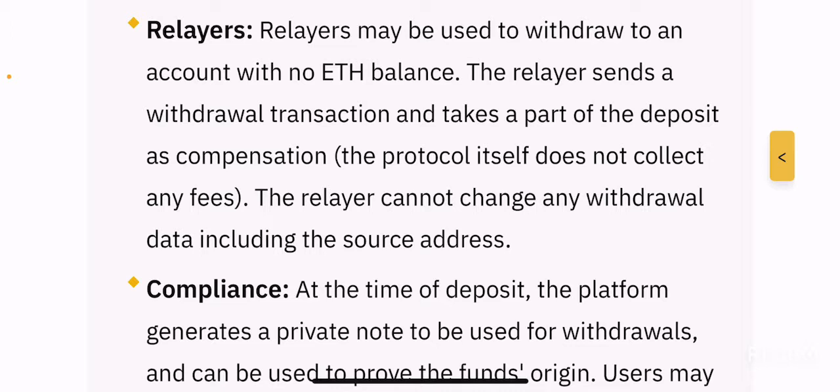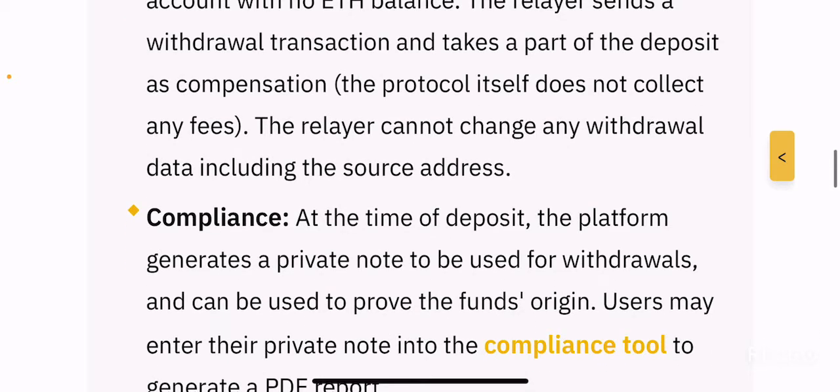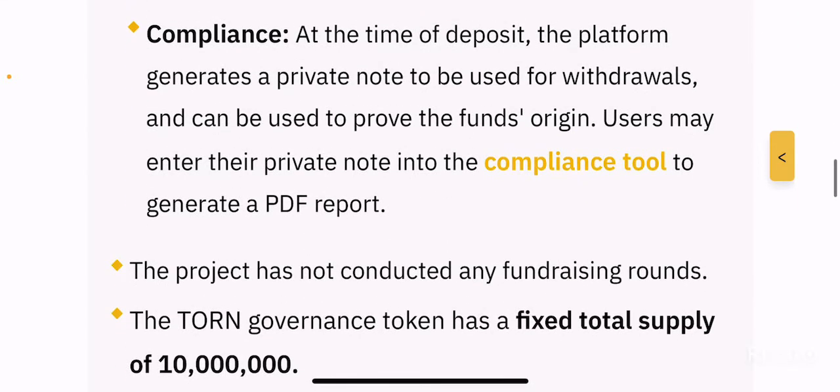So again, the relayer will basically send the withdrawal transaction and take a part of the deposit as compensation. So this doesn't really go to the protocol itself, it goes to the relayers alone, right? And the relayer cannot change any withdrawal data, including the source address. So that's another important feature here.